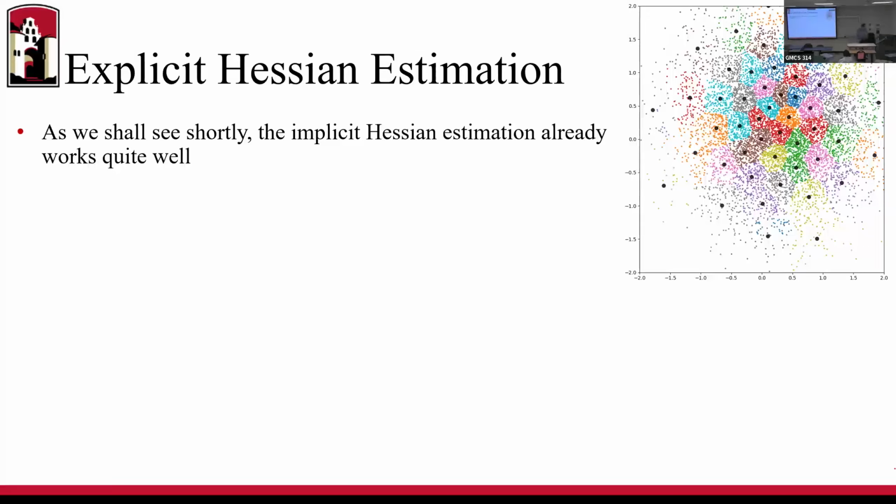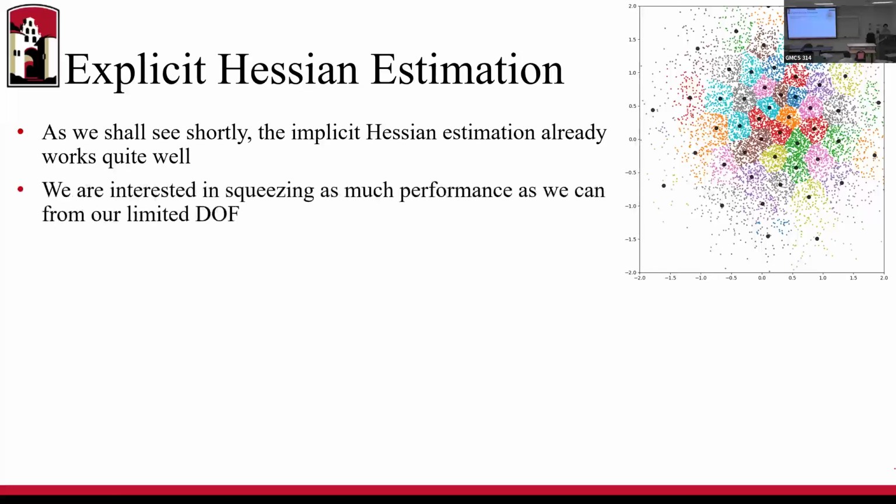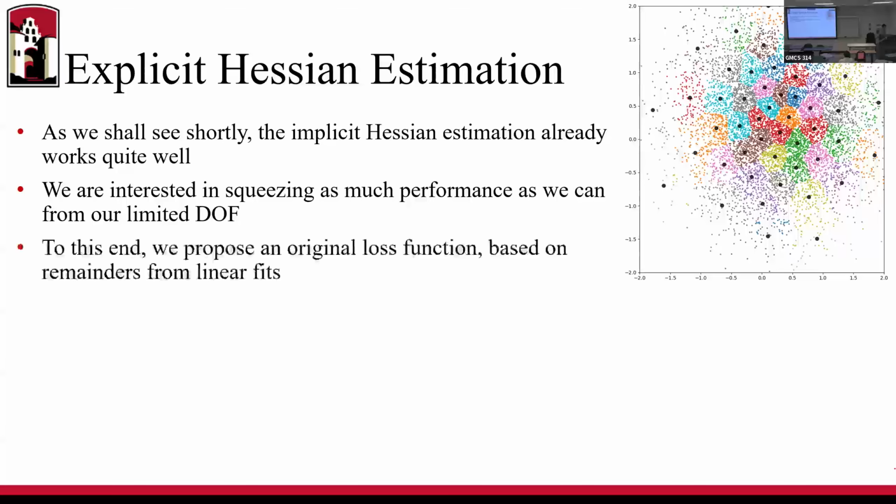But we can do even better than that. So as we shall see shortly, the implicit Hessian estimation already works quite well. But we are interested in squeezing out as much performance as we can from our limited degrees of freedom.